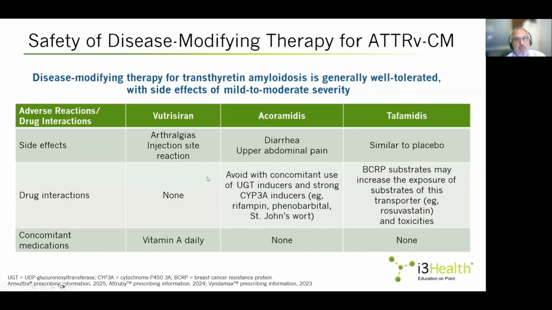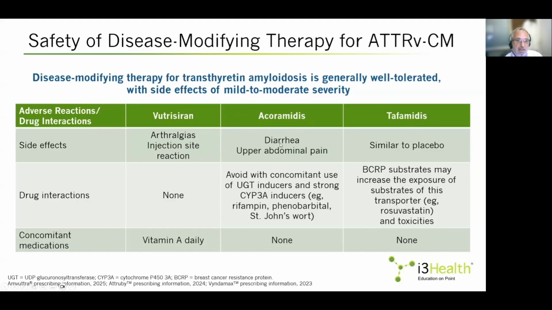What are the issues in prescribing these agents? Well, I have to say they're unbelievably well tolerated, and the side effects are pretty minimal. So starting with the first one, Tafamidis, the side effects during the trial were similar to placebo. There are substrates of BCRP that can increase the exposure of Tafamidis. And so if you're giving a statin, a rosuvastatin, or a high dose atorvastatin, you need to be a little bit careful. There have been rare case reports of myositis. And so we often switch patients on statins, but there's no necessary concomitant medicine to be given.